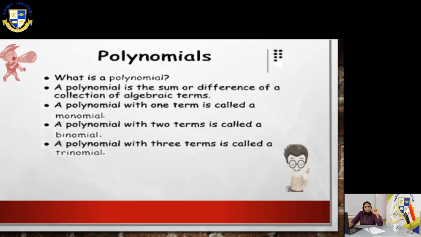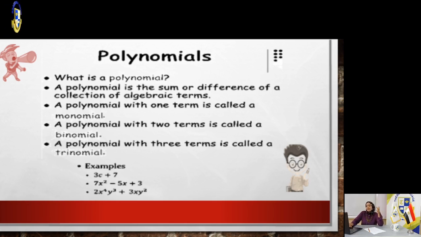For example, 3c plus 7 is a polynomial. 7x to the power 2 minus 5x plus 3 is a polynomial. And the last one, 2x to the power 4 y to the power 3 plus 3xy to the power 2.